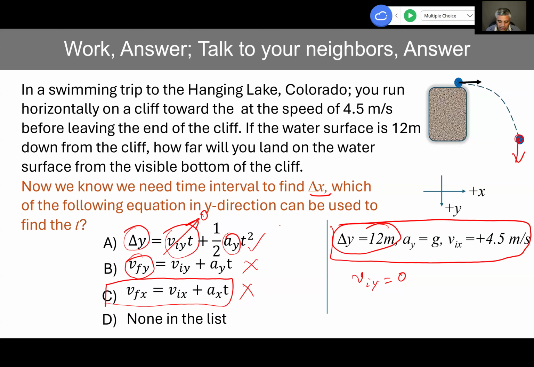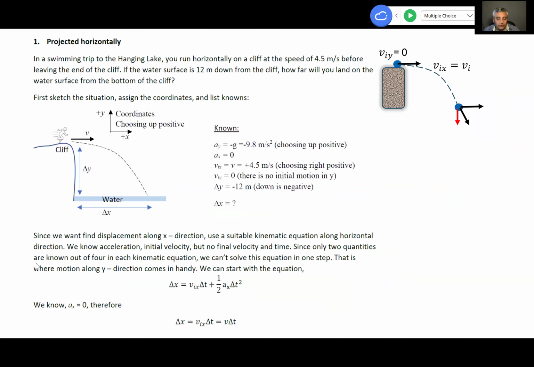Once we have the time interval, we can use that time interval to find displacement in the x direction. So solving a projectile motion problem often involves writing two suitable equations and solving them, where time becomes the common variable for both equations. And this problem is fully done with all the explanation.